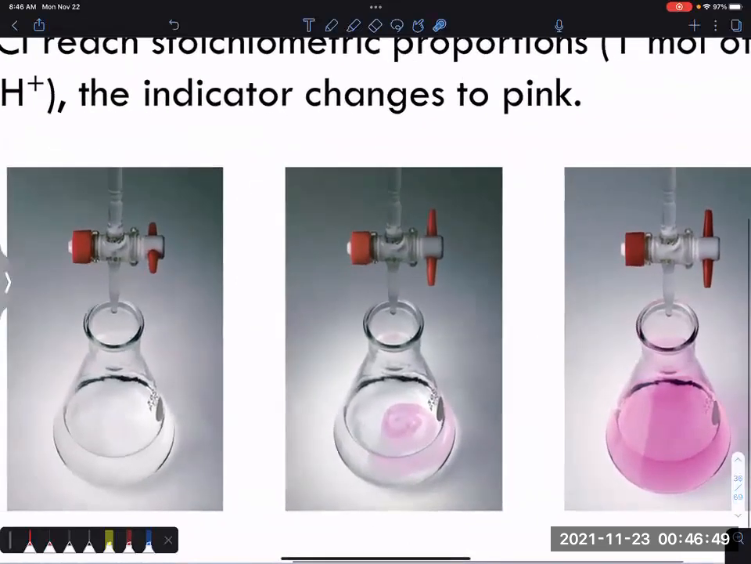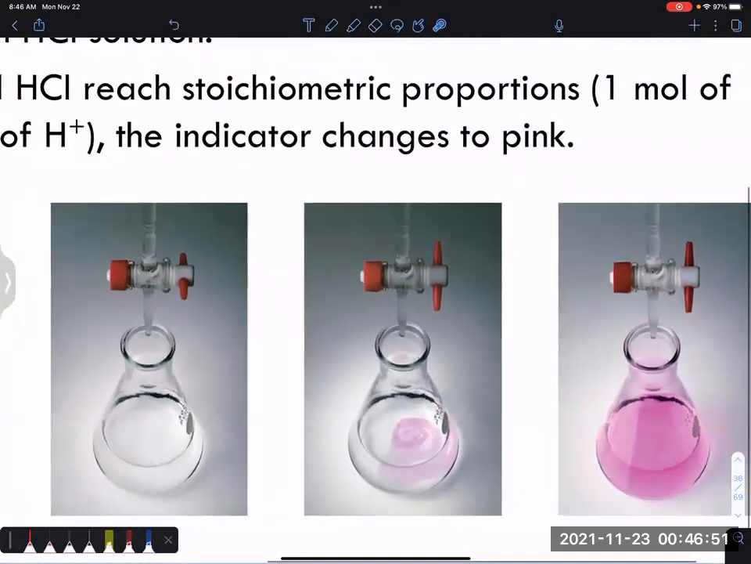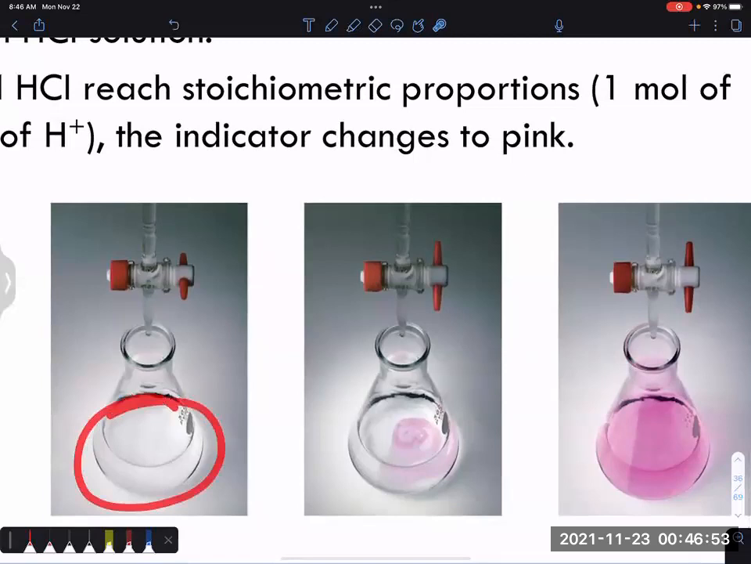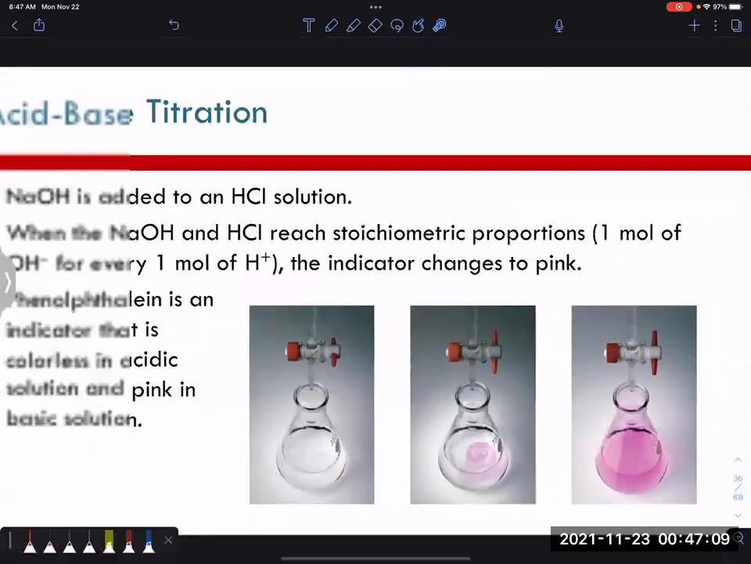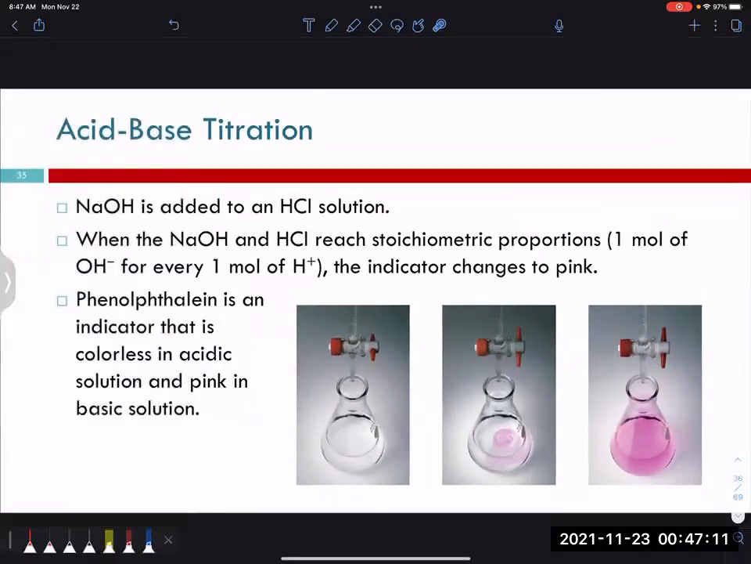What you'll see as you get closer and closer to the endpoint is nothing will change for a long time. And then all of a sudden you'll see a little bit of pink, but as soon as you stop adding the sodium hydroxide to the solution, it'll disappear. But it'll stick around longer and longer as you get closer to the equivalence point. It usually only takes a drop or two to go from clear to bright pink.